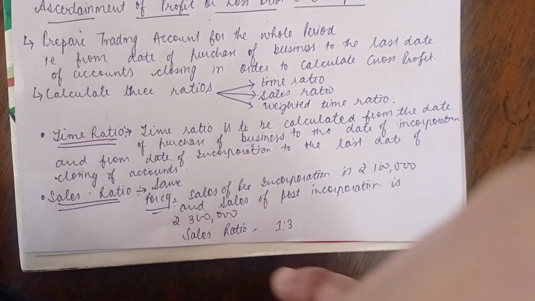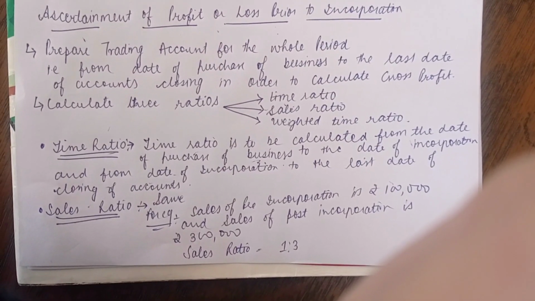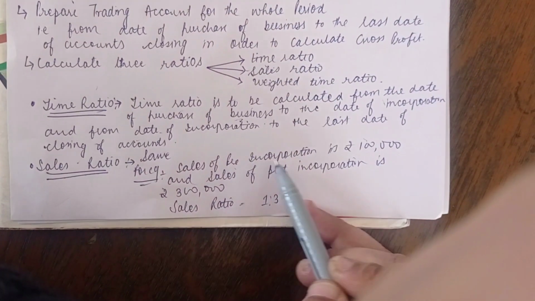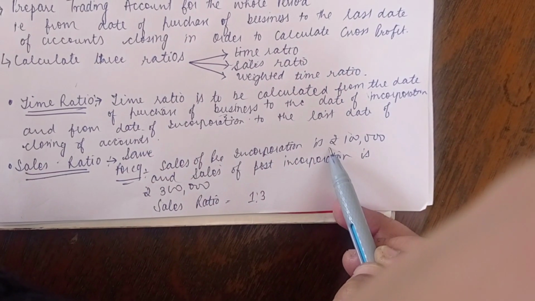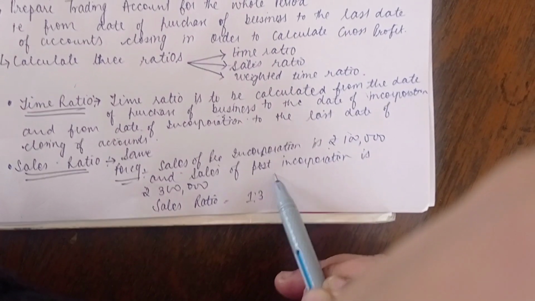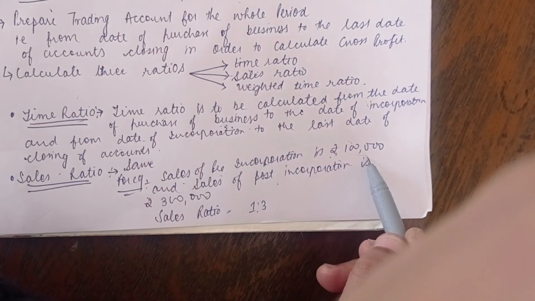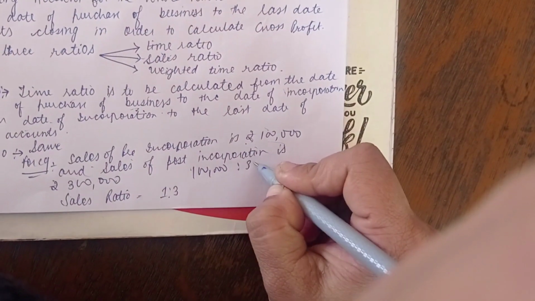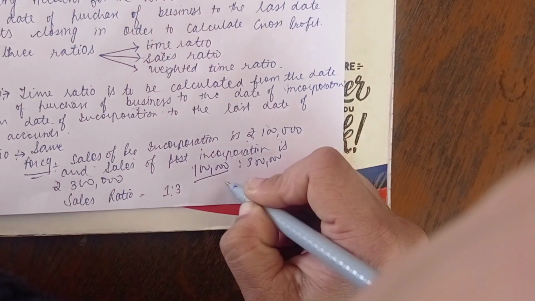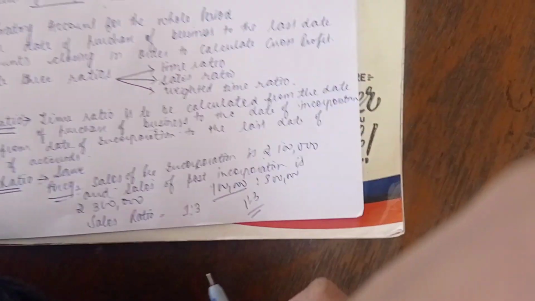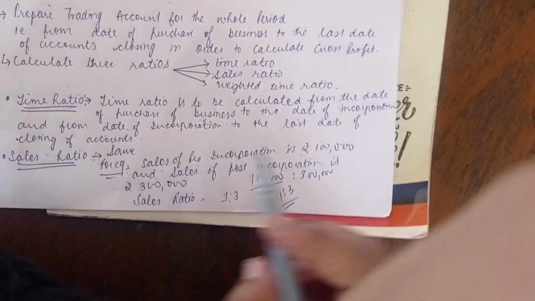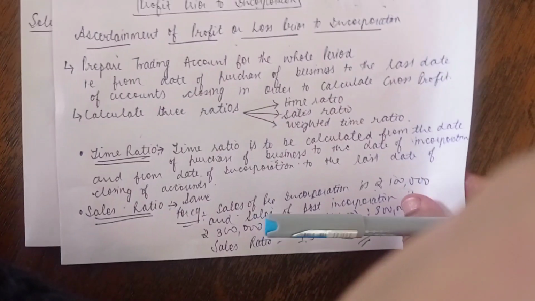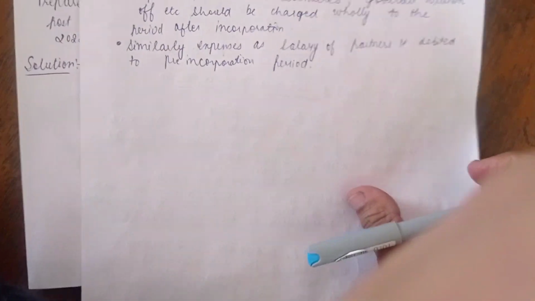Then the next ratio is the sales ratio. For example, we have given the data that sales of the pre-incorporation period is rupees 1 lakh, and the sales of post-incorporation is rupees 3 lakh. Now we can calculate the ratio, 1 lakh is to 3 lakh, right? The ratio will be 1 is to 3. Then all the expenses related to sales will be divided in this sales ratio, 1 is to 3. Now the next item is gross profit.